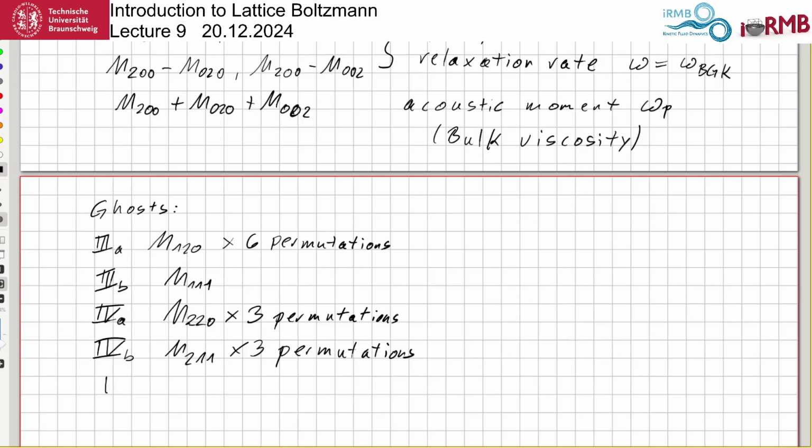And then there is the 5th order, guys. So the 5th order is M221. Obviously, this has again 3 permutations. We love the number 3. And then there is the 6th order guy, M222. Of course, no permutations. So, question.